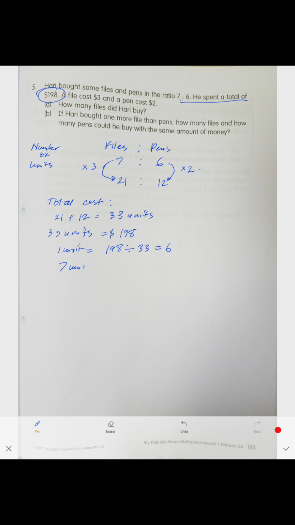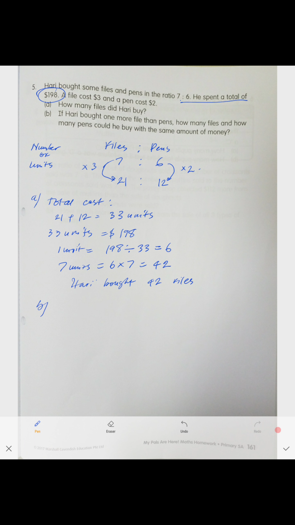7 units is 6 times 7, which is 42. So Harry bought 42 files. And this is our A, this is what they ask.